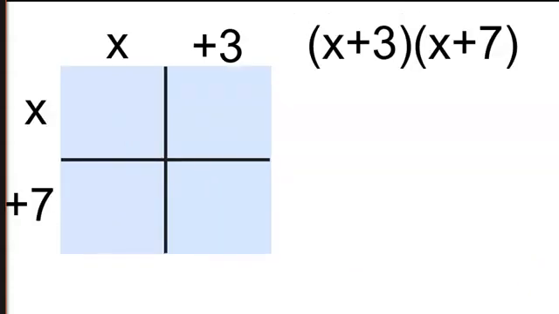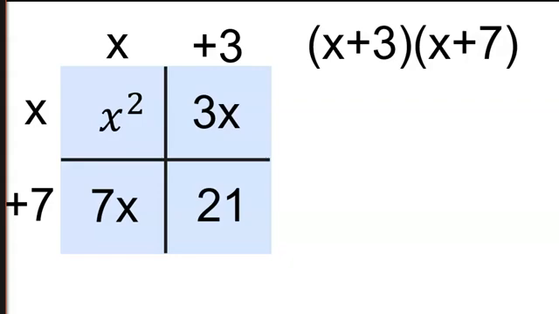The process for multiplying polynomials is very similar. Start by placing the factors on two adjacent sides of the rectangle to represent the length and width of the rectangle. Then multiply each piece of the length and width together to find expressions for the areas of the four smaller rectangles. X times x is x squared. 3 times x is 3x. X times 7 is 7x. And 3 times 7 is 21.